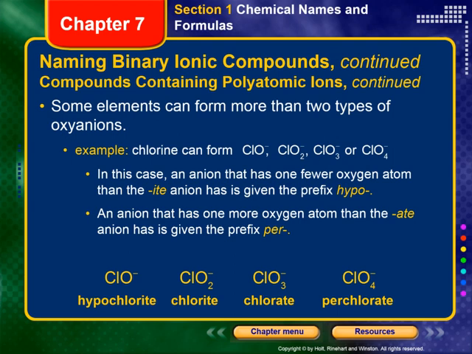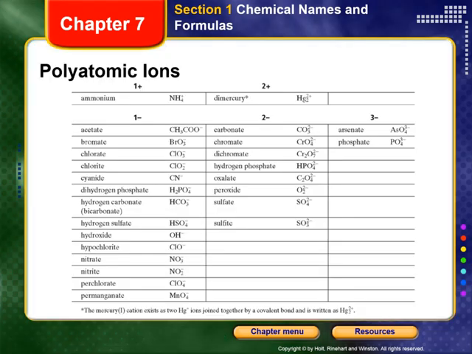Some elements can form more than 2 types of oxyanions. Chlorine can form something called hypochlorite, chlorite, chlorate, and perchlorate. In this case, the anion that has 1 fewer oxygen than the -ite anion is given the prefix hypo-. An anion that has 1 more oxygen atom than the -ate is given the prefix per-, short for hyper. So perchlorate. And here's a list of common polyatomic ions, and you're definitely going to want to refer to this as you get ready to move into the quick write and the quiz for this combined section.